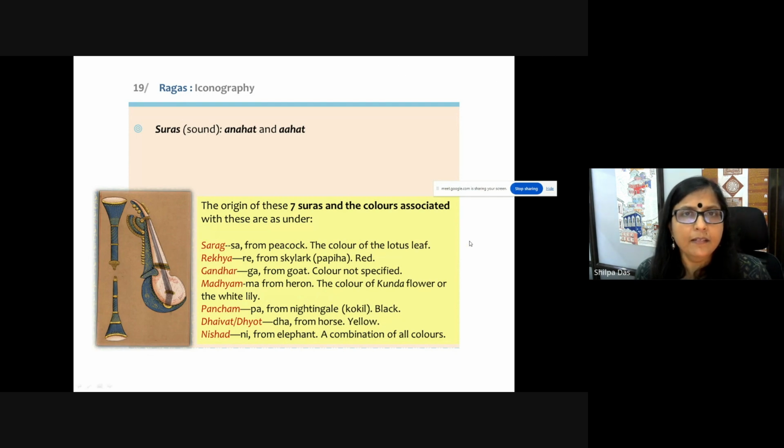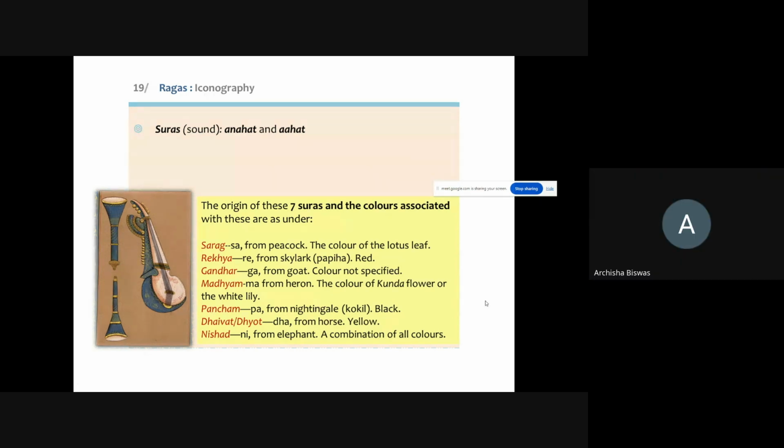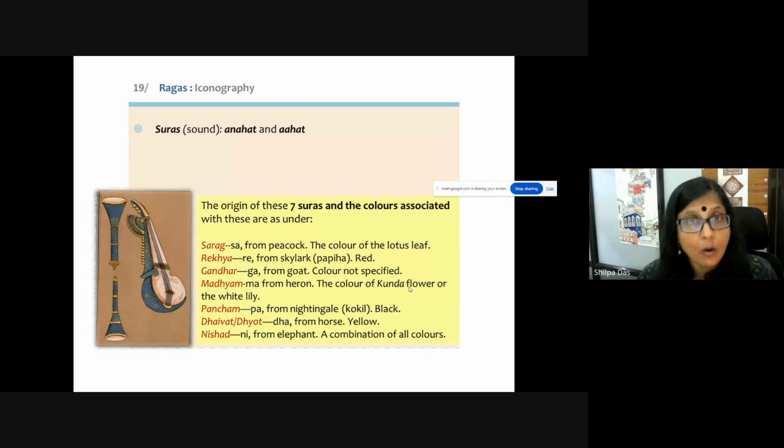Can anyone tell me what happened when you closed your eyes and your ears? Did you hear anything? There was like a sound. Wonderful. That's great. Because this sound exists inside us as well. And anahat means that sound that has no cause. So that is the difference between anahat and ahat sound.